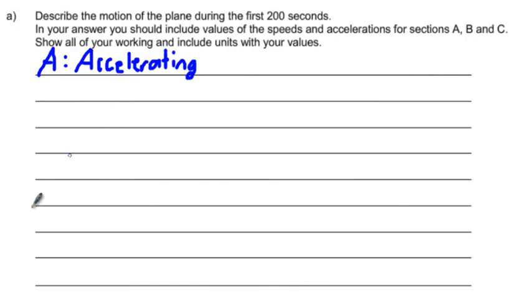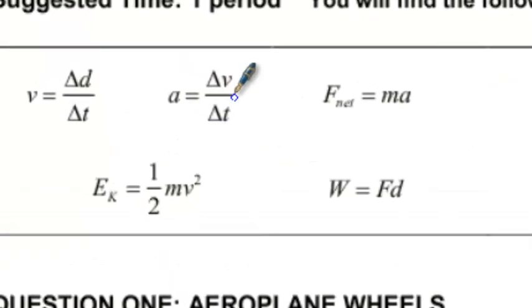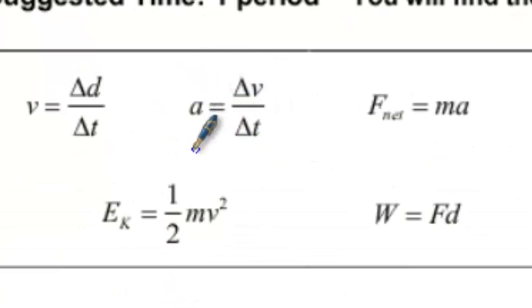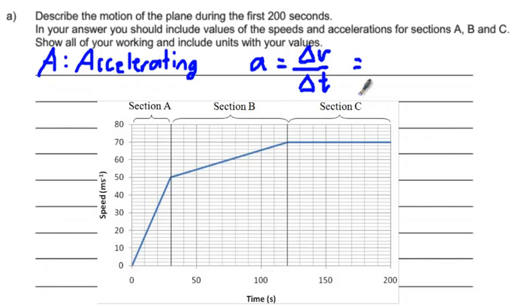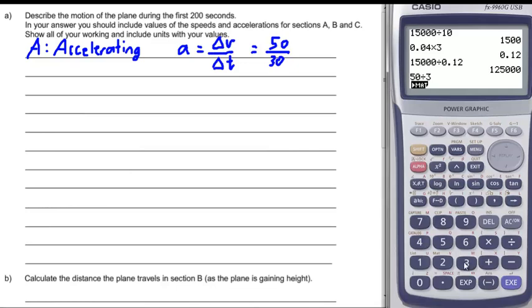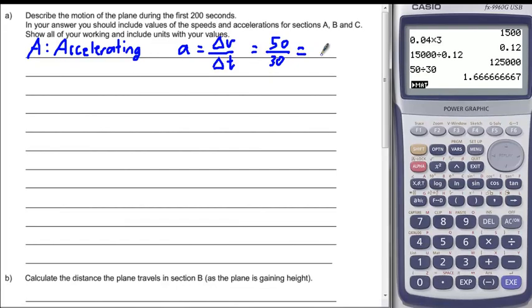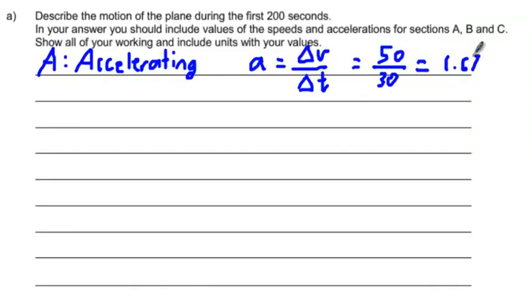And how do we work out what that acceleration is? If we go back to our formula sheet, we're talking about a velocity, we're talking about a time, we're talking about an acceleration. So let's use this formula. Acceleration is the change in velocity divided by the change in time. Well, how much did the velocity change by? It went from 0 to 50. And how long did it take for that change in velocity to occur? 30 seconds. So we come over to our calculator. 50 divided by 30 gives us an acceleration of 1.67, and the units are meters per second squared, ms minus 2.